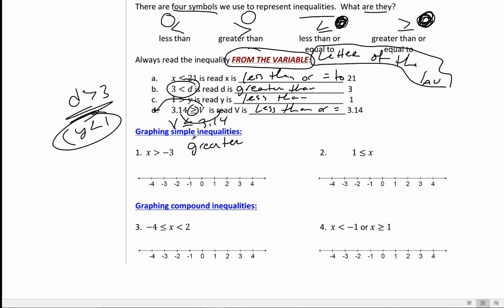Okay, so here we go. X is greater than negative 3. I'm going to put an open dot on negative 3. And I'm going to graph to the right. Everything I own, I'm putting in a box to the right.